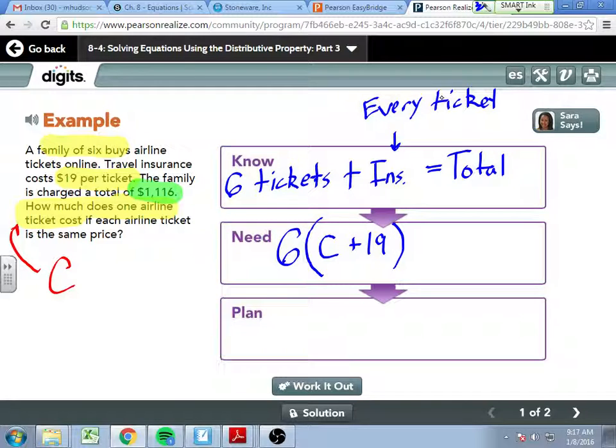So everyone should be writing this down. 6 parentheses C plus 19 equals $1,116. Now again, our first step here, we're not solving yet. We need to distribute, and that's our simplify step. So to simplify this, I'm going to distribute the 6 to the C, draw the arrows, and the 6 to the 19. This becomes 6C plus 6 times 20, what, 114?